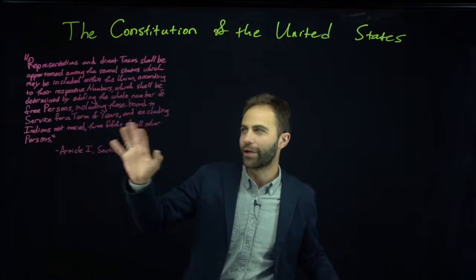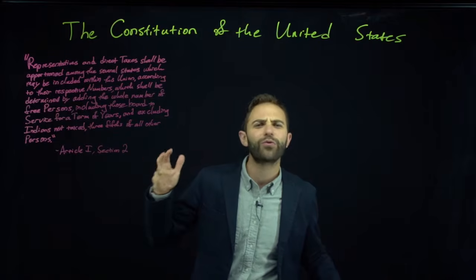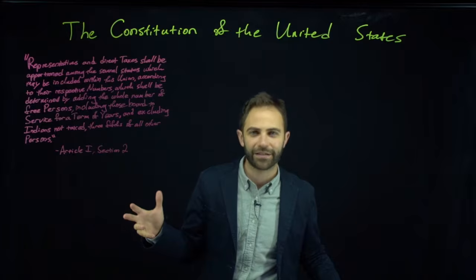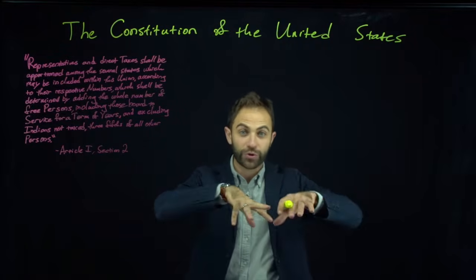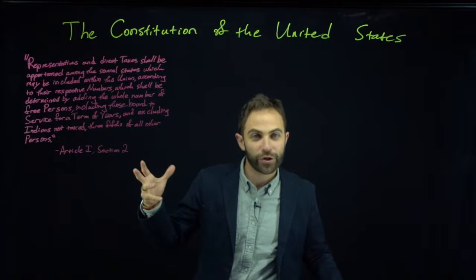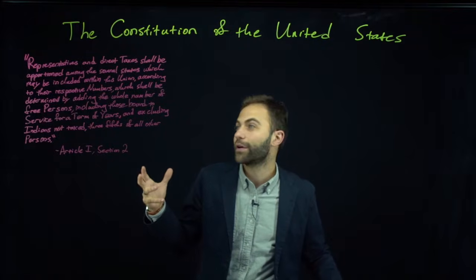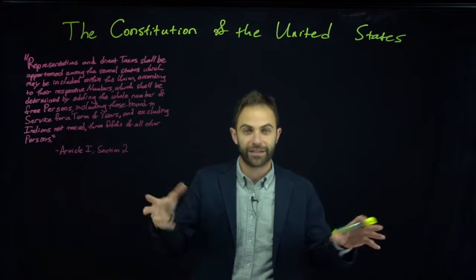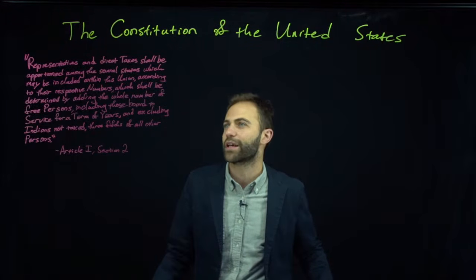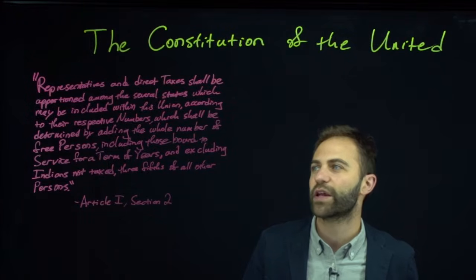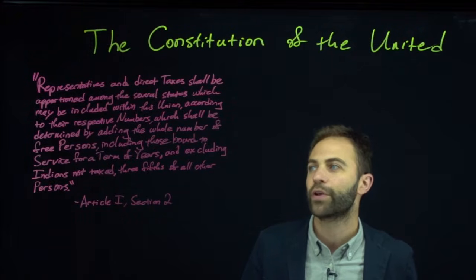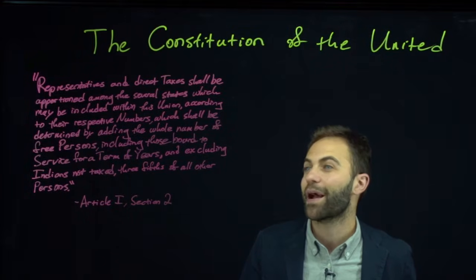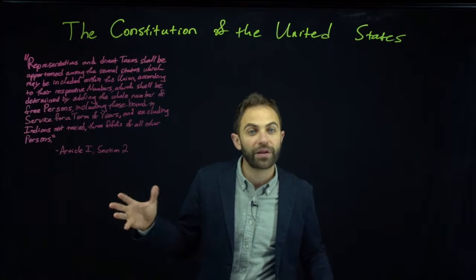Okay, so we know that we're talking about how you calculate how many representatives and how much taxes to apportion, to distribute. This paragraph is about how to distribute the number of representatives and how much taxes to draw from the various states. These things shall be apportioned among the several states according to their representative numbers, which shall be determined by adding. It's according to the population, right?